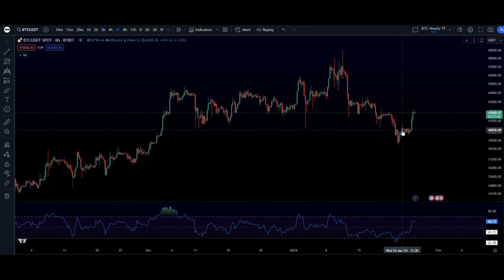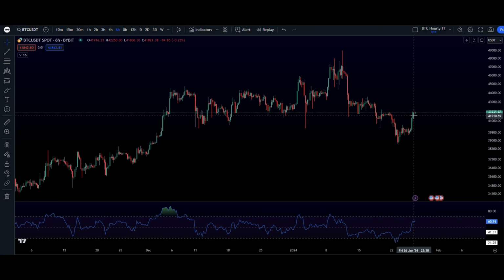We can see that the Bitcoin price was struggling to break above this 40k resistance level, and somehow in the last 24 hours we saw this bounce coming in on Bitcoin price, which is quite good, and currently the price is resting at 41,800. The price went all the way to 42,250, and that was quite interesting to see.